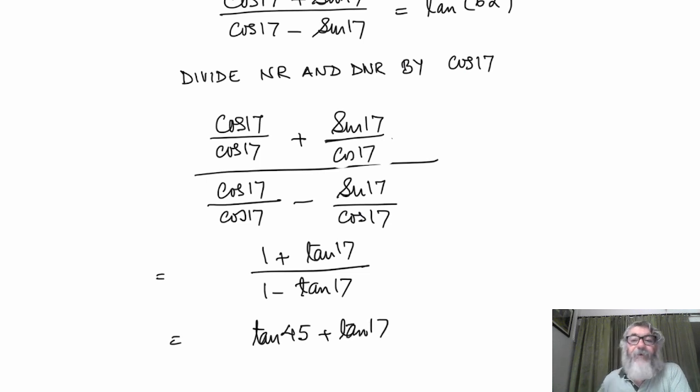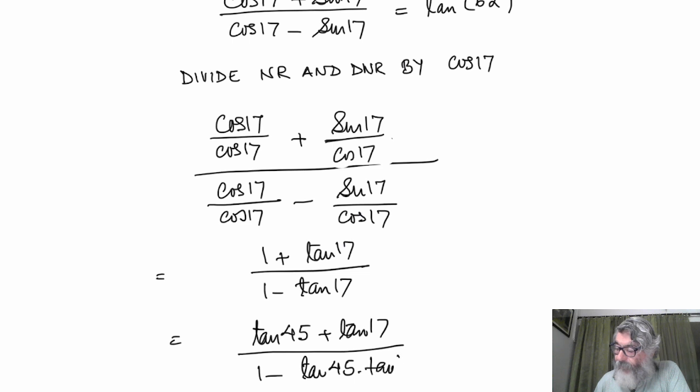Why tan 45? The value of tan 45 is 1. Here I am not going to write 1, I will write tan 45 and tan 17 because tan 45 is 1. So whether in place of 1 you write tan 45, since you multiply, it remains the same. tan A plus tan B upon 1 minus tan A tan B.